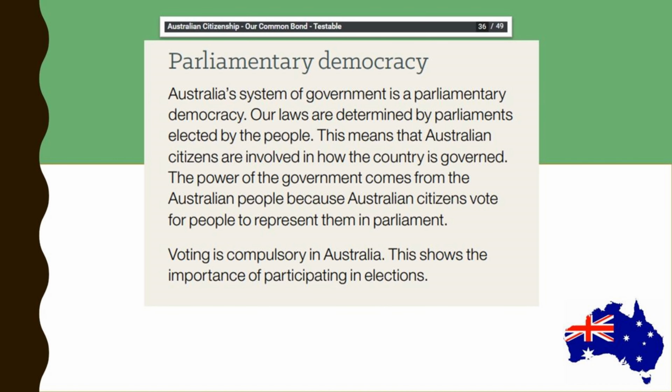Parliamentary democracy. Australian system of government is a parliamentary democracy. Our laws are determined by parliaments elected by the people. This means that Australian citizens are involved in how the country is governed. The power of the government comes from the Australian people because Australian citizens vote for the people to represent them in parliament. Voting is compulsory in Australia. This shows the importance of participating in elections.